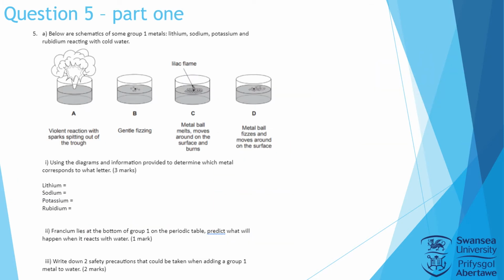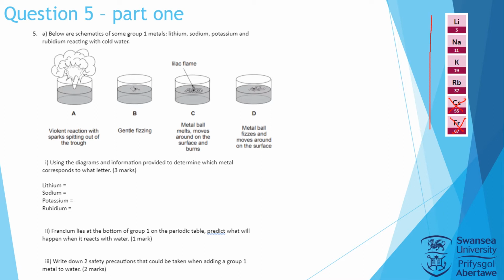The next question is about the reactivity of group 1 metals. So looking at the group 1 part of the periodic table first, we don't have cesium or francium in this question, so we'll ignore them. But as you go down the group, they increase in reactivity. There are lots of reasons for this, but for simpleness, lithium is less reactive than rubidium, and they increase going down. So going over to the question, we've got number A is a violent reaction with sparks.